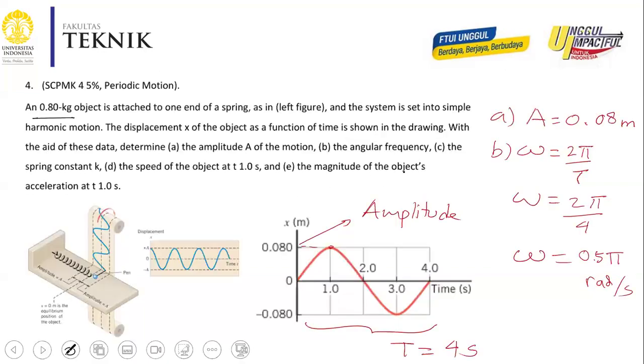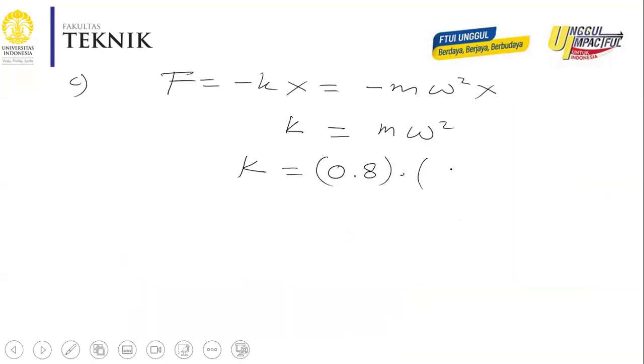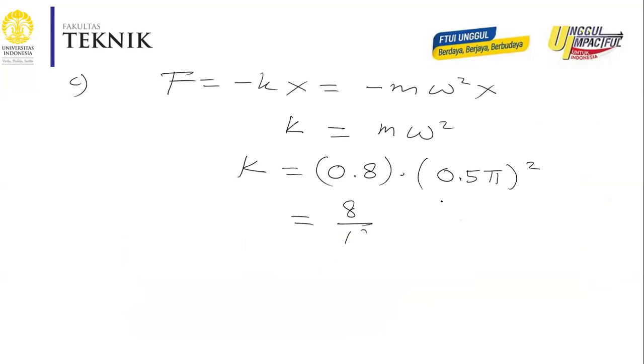Omega is 0.5 pi, so (0.5 pi) square. So this one becomes 8 per 10, 1 per 4, and then pi square, right? So this becomes 0.2 pi square Newton per meter.